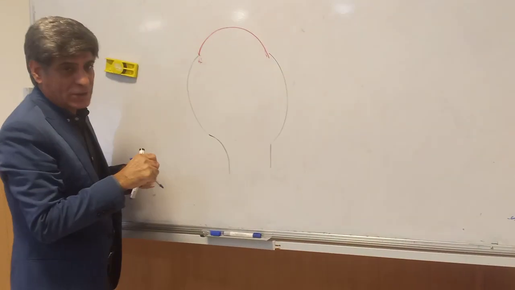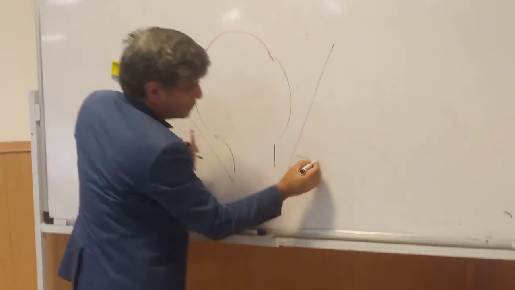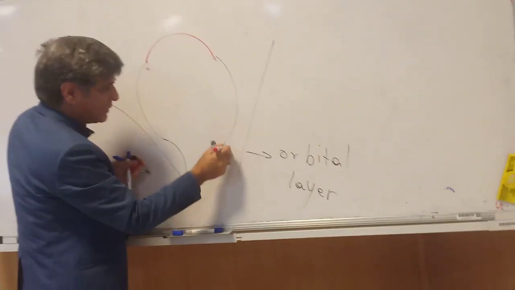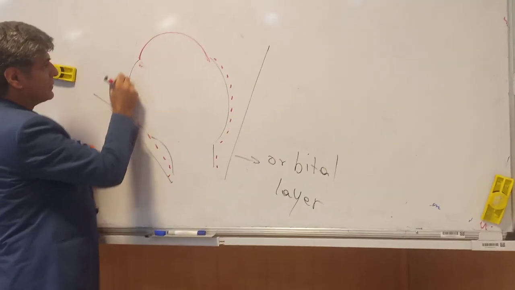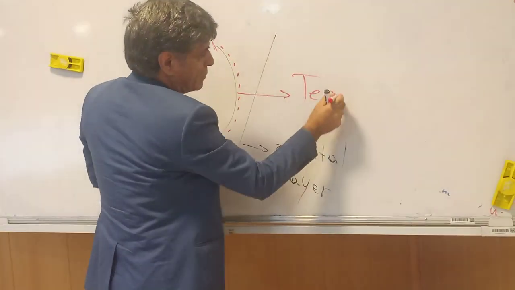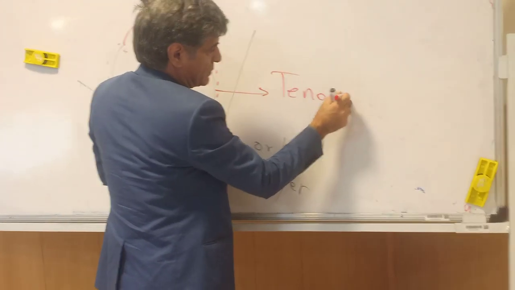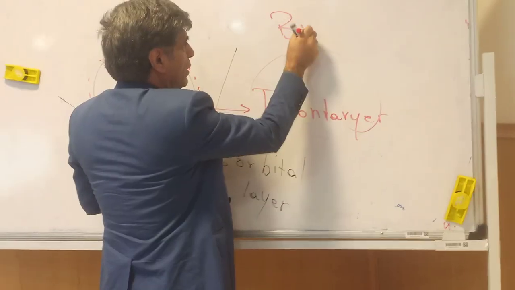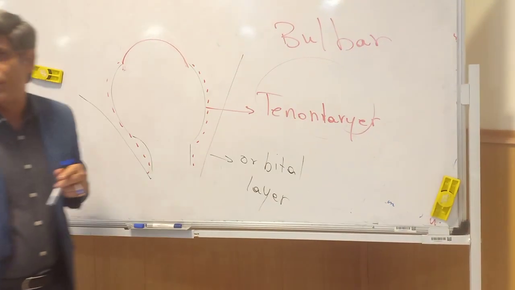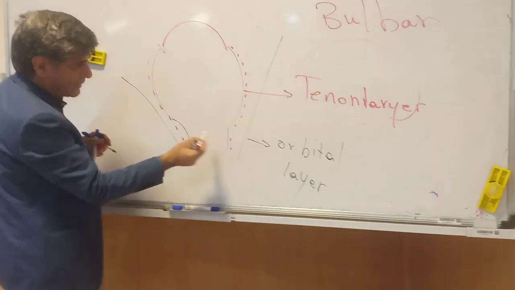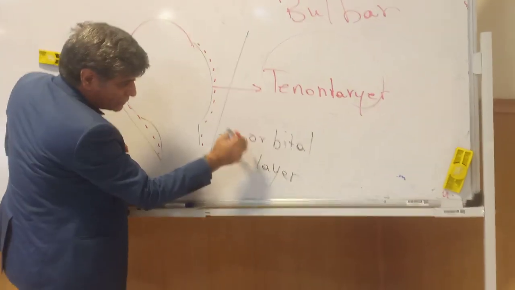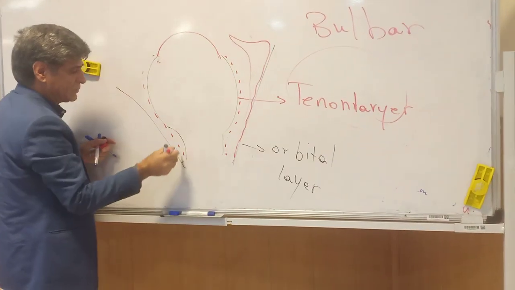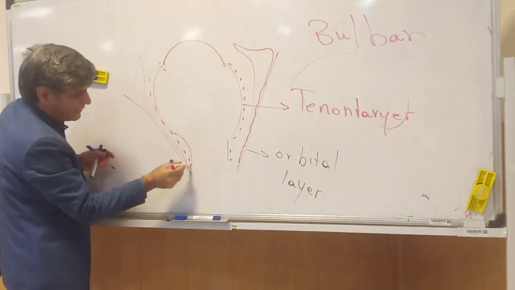Okay, the eyeball covering contains two layers. The orbital layer is the outer layer, the orbit, and another covering of the eyeball is the Tenon layer, or bulbar layer. Bulbar, what is the meaning of bulbar? The eyeball is covered by two layers: the outer layer, orbital, and the inner layer, the Tenon layer.